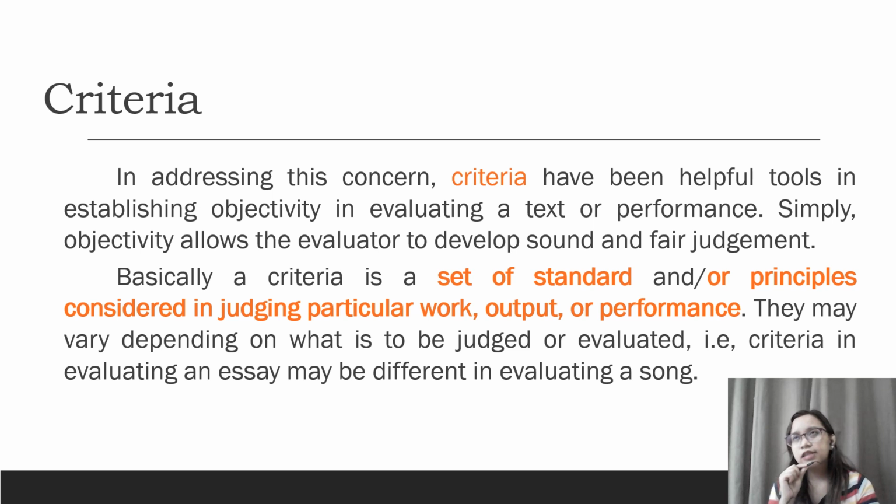All right, so you may ask a question, ma'am, how can I make a judgment without the involvement of personal feelings? Let me revise the question. How to be objective, ma'am? How can I not use my personal feelings or emotions? Let's read what is on the screen: by using a criteria. So what is a criteria? Criteria is a set of standards and or principles considered in judging a particular work, output, or performance.